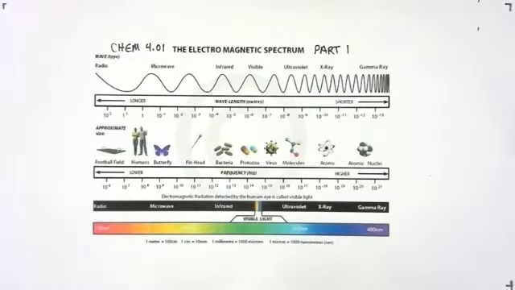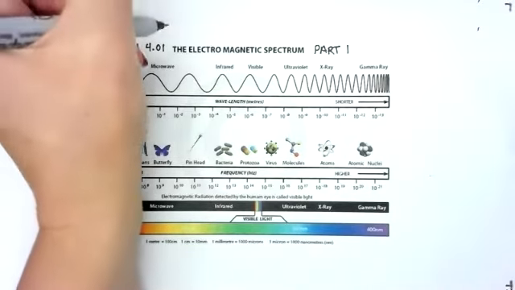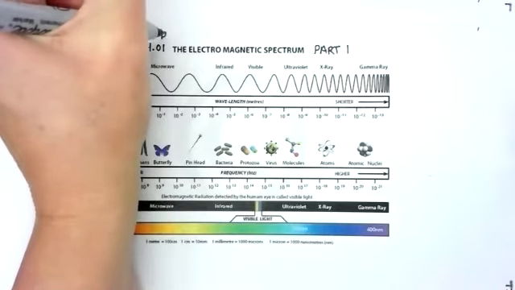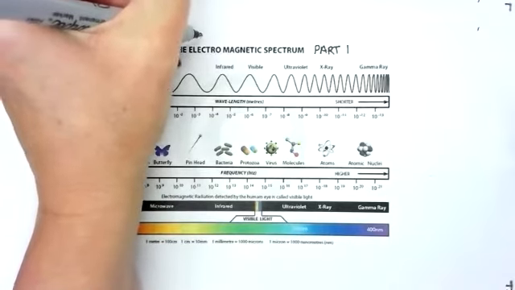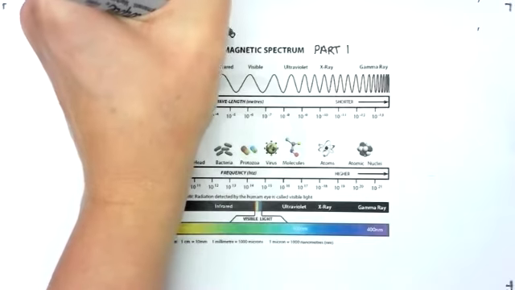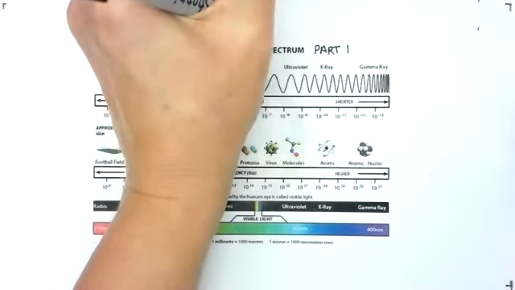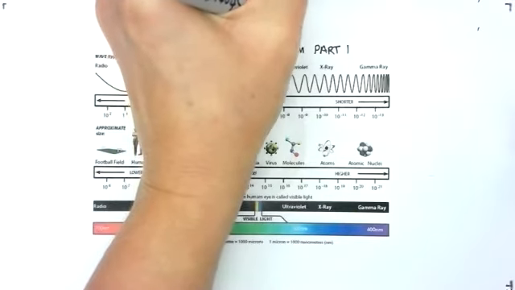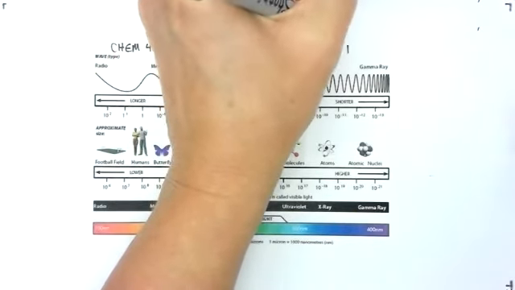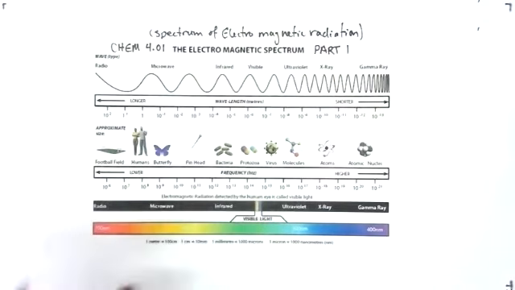Well, the other thing we could call this is the electromagnetic spectrum. We could also call it the spectrum of electromagnetic radiation. And it turns out that in order to understand atoms, and especially electrons, we have to know what electromagnetic radiation is and how it operates.